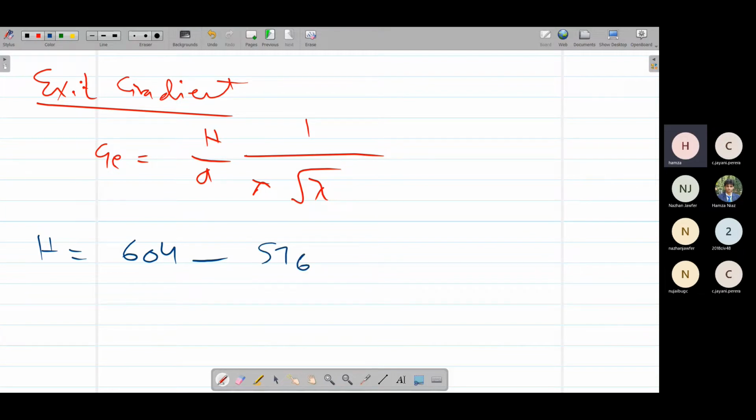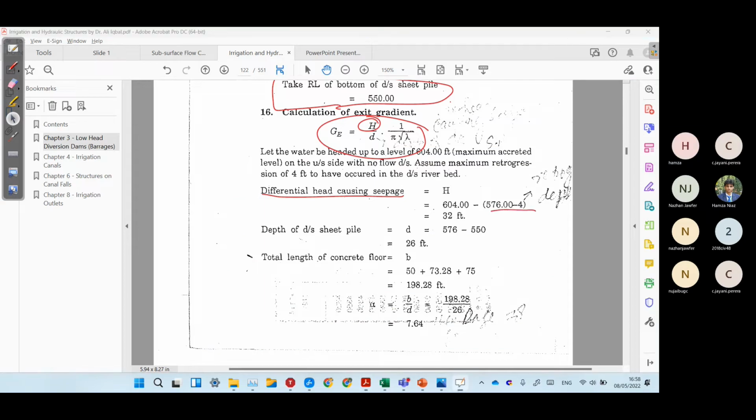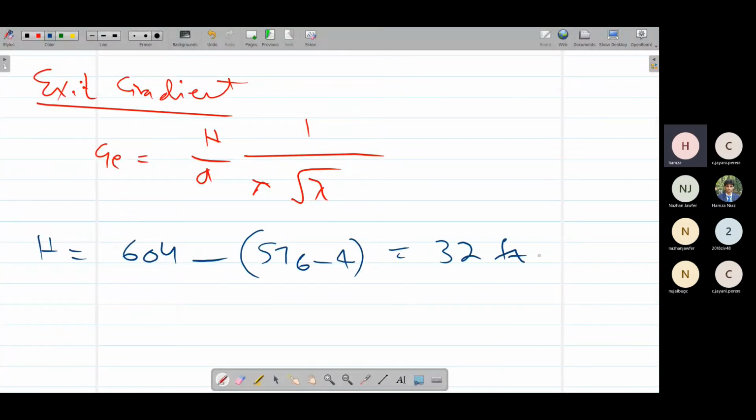Here we are assuming some retrogression of 4 feet. This value of 4 we have assumed ourselves, assuming that some retrogression may occur. We can take it from 2.5 to 8 feet. So we are assuming 4 here, so this value is 32 feet.